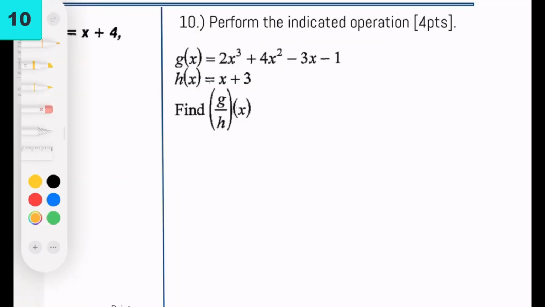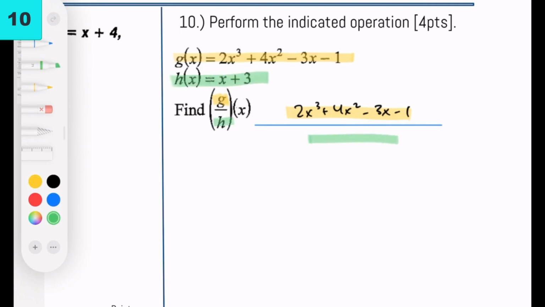There's your answer. All right, number 10 tells me to take g and put it in the numerator. So let's go ahead and do that. 2x cubed plus 4x squared minus 3x minus 1. And we're going to divide that by h of x. You see that? Well, we already know and have seen this symbol before. What is this symbol? This is division. So let's go ahead and just use synthetic division.